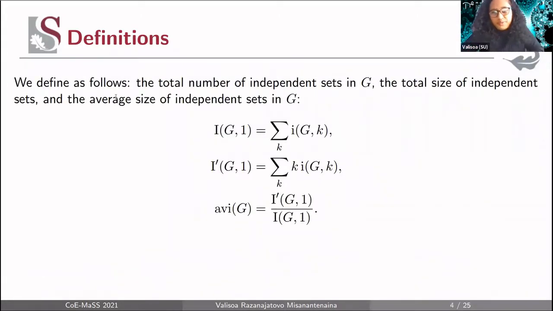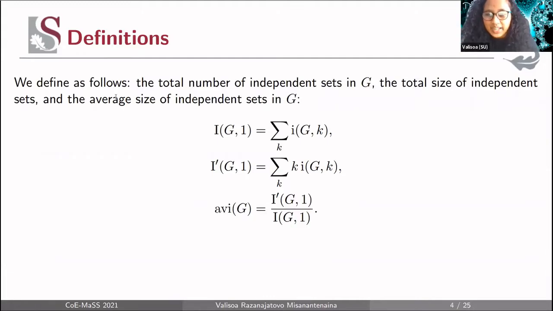And now a formal definition of the average size of independent sets. So I_G(1) is the total number of independent sets in G. It comes from the independence polynomial, where we have I_G(k) times x to the power k. But if you change x to 1, we have I_G(1), and we have the total number of independent sets in G.